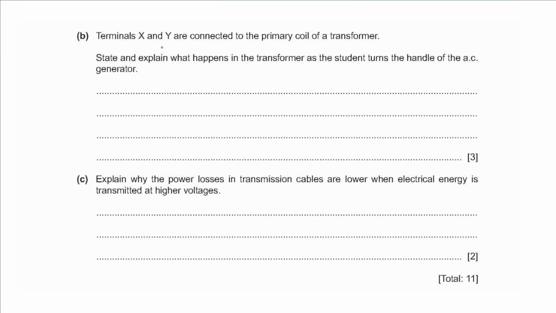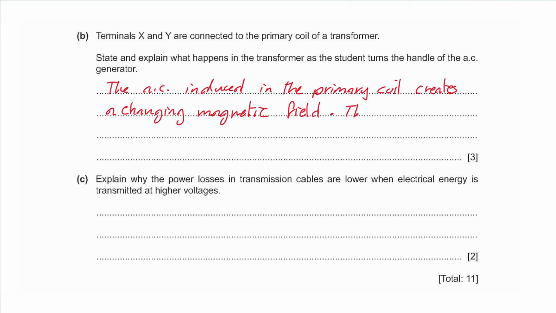Part B says terminals X and Y are connected to the primary coil of a transformer. State and explain what happens in the transformer as the student turns the handle of the AC generator. We say that the AC induced in the primary coil creates a changing magnetic field, and that the change in flux in the secondary coil induces an alternating current also.